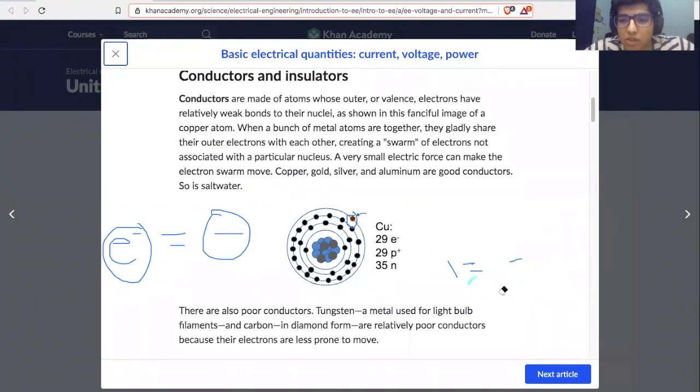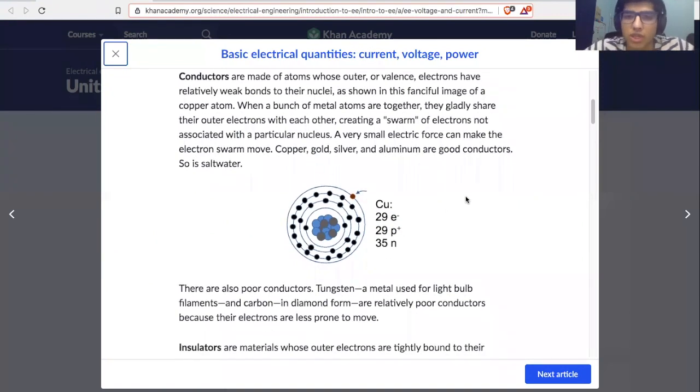So that's basically a conductor. As they gave us the example, these few things are good conductors. So they conduct charges really well. These charges can move really easily.